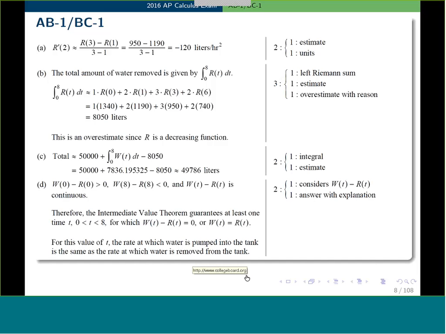The second point in Part B is for the estimate, the actual numerical estimate. And the third point is for recognizing that, you know what, this is an overestimate because R is a decreasing function and I'm finding a left Riemann sum.